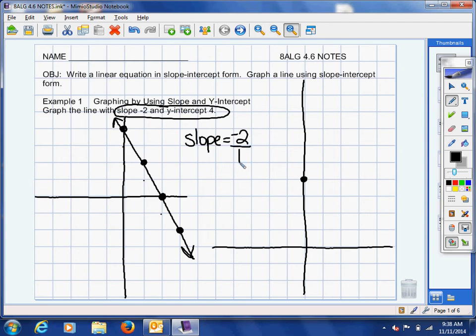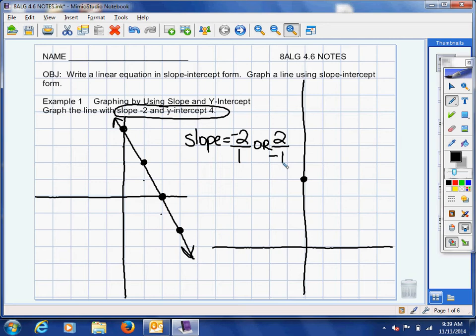Well, there's another way to write that slope, believe it or not. You could flip the negative sign into the denominator. Negative 2 divided by positive 1 is the same exact thing as positive 2 divided by negative 1. They both mean negative 2.